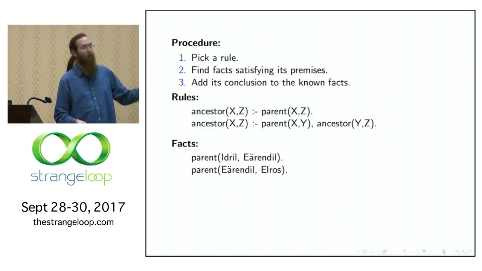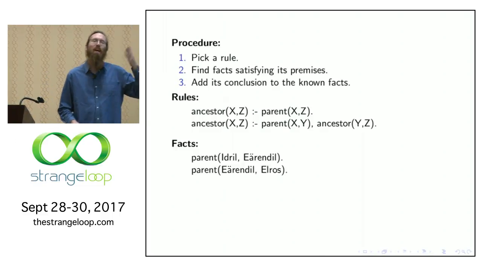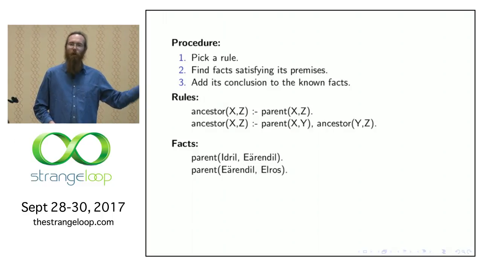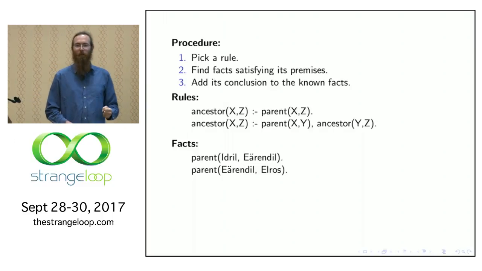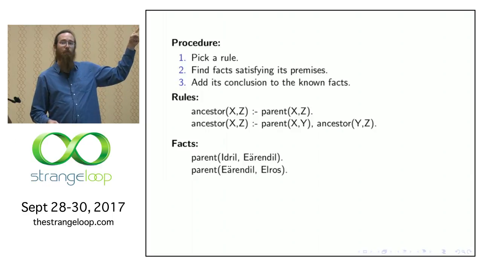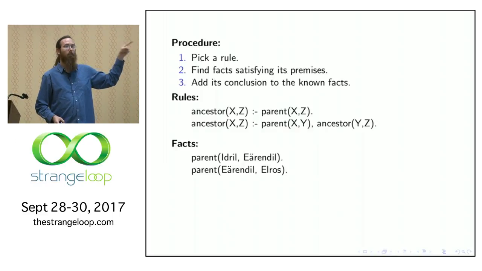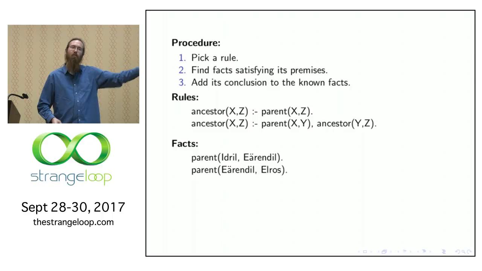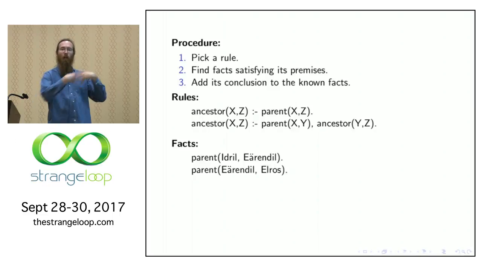So this is how you run. This is the naive conceptual version of how you run a Datalog program. Actual implementations do smarter things. Okay, so we're going to repeatedly apply the procedure at the top. We're going to pick a rule, find some facts that satisfy its premises, which are the things on the right-hand side of the colon dash, which stands for if. And then, if we can find some things satisfying its premises, we're going to add the conclusion to the set of facts that we know.